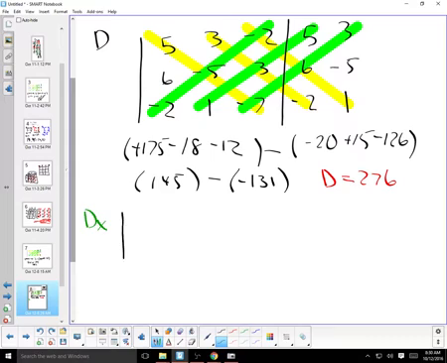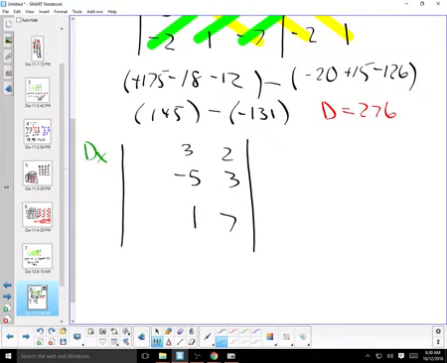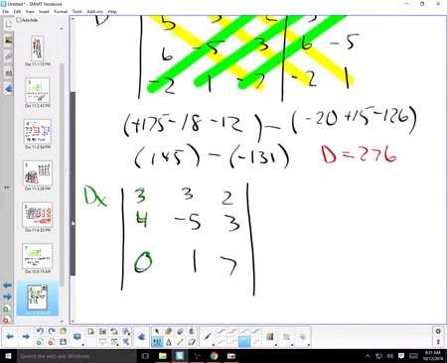All right, so x is going to change, so I'm going to leave a space there. This should be 3, -5, 1, 2, 3, 7. And I should have 3, 4, 0. So 3, 4. I'm actually going to use this to point out that this column is no longer the original x column.